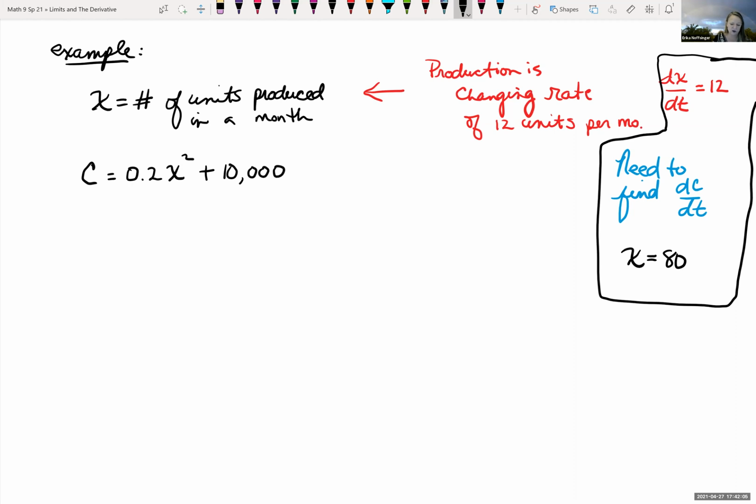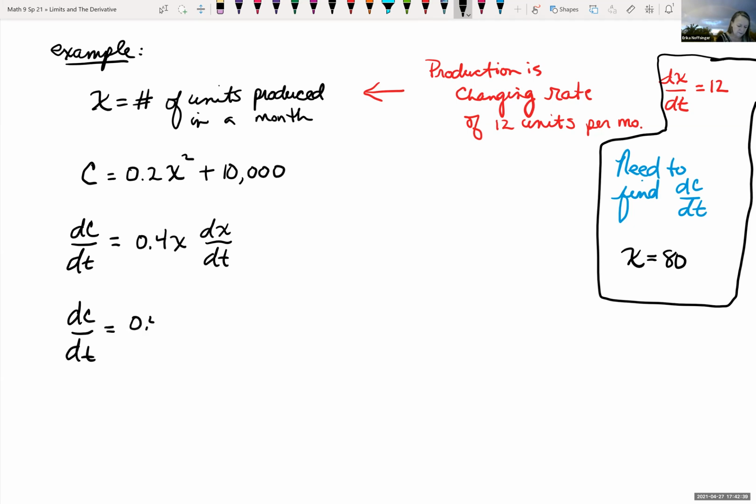So we're going to go through and take the derivative of both sides with respect to time. So the derivative of C, well, that's just dC/dt, is equal to the derivative of 0.2x squared. So that's 0.4x dx/dt plus the derivative of 10,000 is 0. So now we're just going to go in here and plug in our variables.